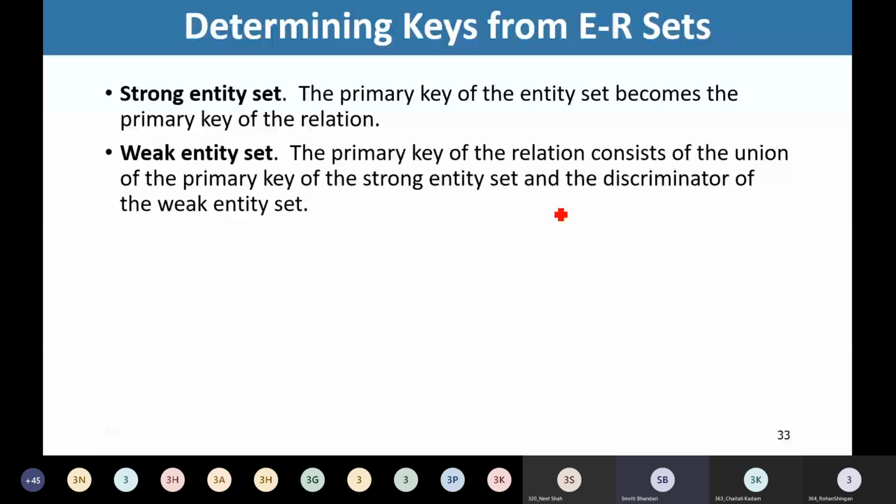We have gone through these concepts. So, we have followed this process: we came up with the ER model first, and then we converted our ER model into the relational schema.